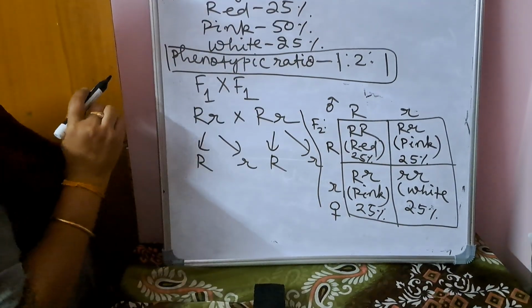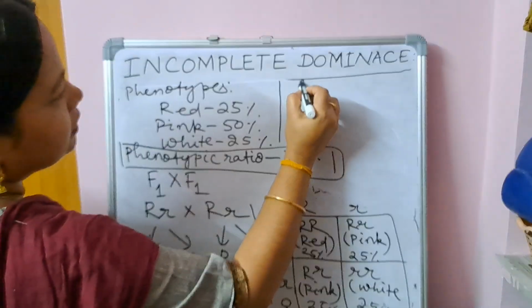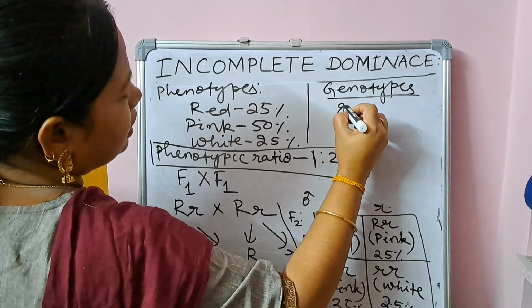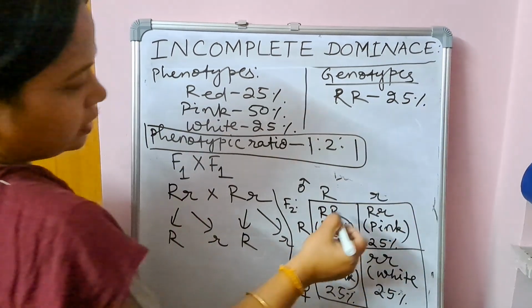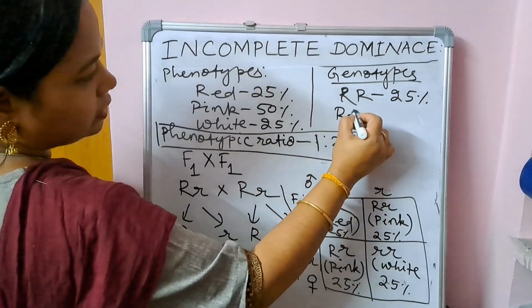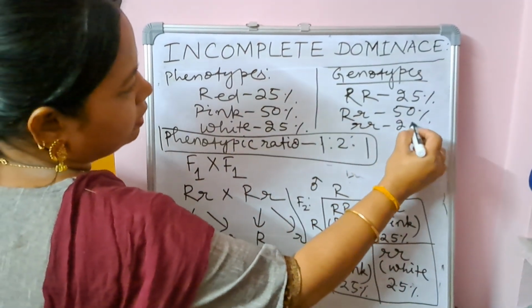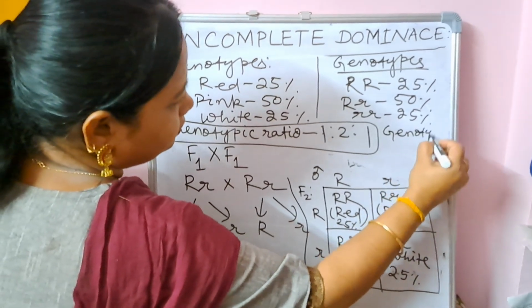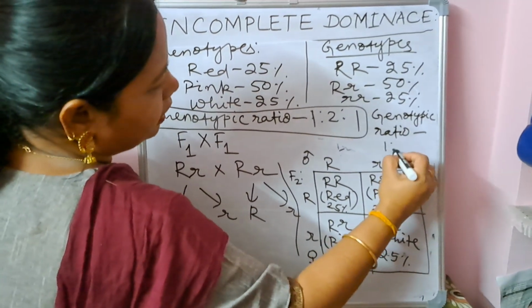Now let us go to the genotype. Now in the genotype, you see capital R capital R is 25%. In the first compartment, all of you see. In two compartments, capital R small r is there, so it is 50%. And small r small r is 25%. Now what is the genotypic ratio here? That is 1:2:1.